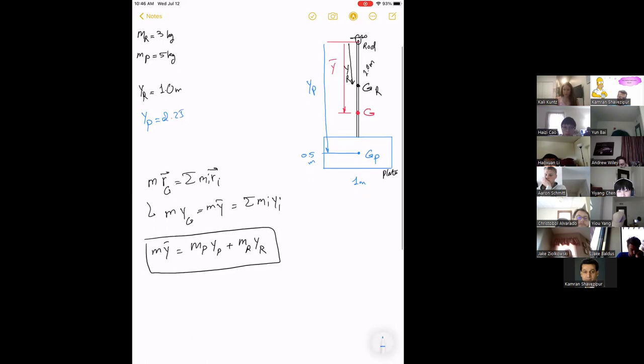I'm just going to substitute the values. The mass of the whole system is going to be 3 plus 5 times Y bar equals, for the plate, 5 times 2.25 plus 3 times 1. And from here, you can find your Y bar. Someone give me the number.